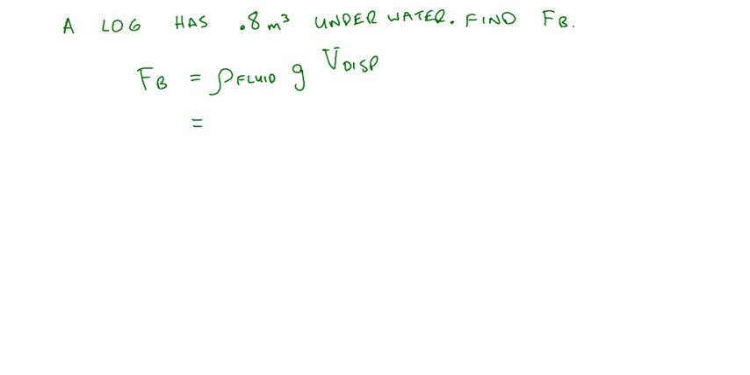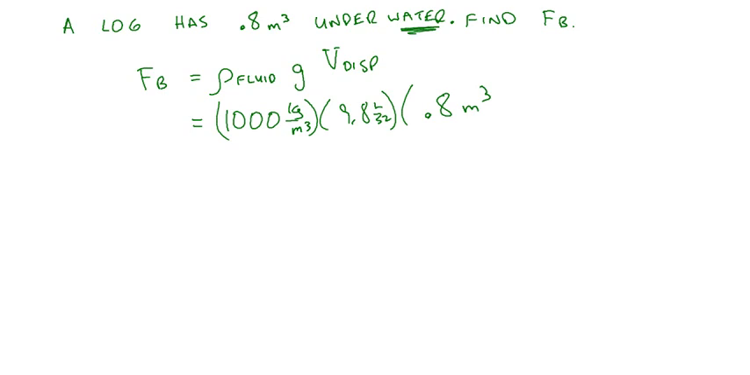So when I put those numbers in, the fluid is water. Water has a density of 1,000 kilograms per cubic meter. g, 9.8 meters per second squared. And the displaced volume here is 0.8 cubic meters. These cubic meters cancel those cubic meters. That would leave me with kilogram meter per second squared, which is a Newton. And then here I have 1,000 times 9.8.